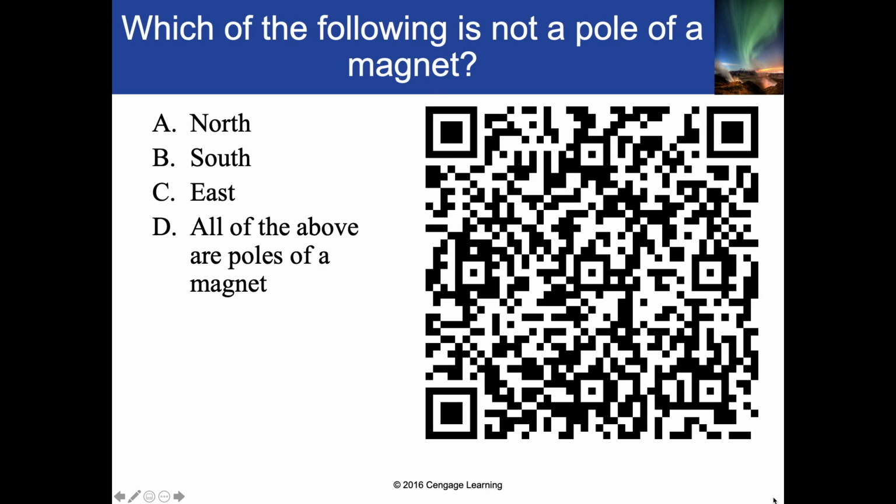Okay. So this is your next question. Which of the following is not a pole of a magnet? I swear if any of you get this one wrong. I say that, then like half of you will just on purpose get it wrong.